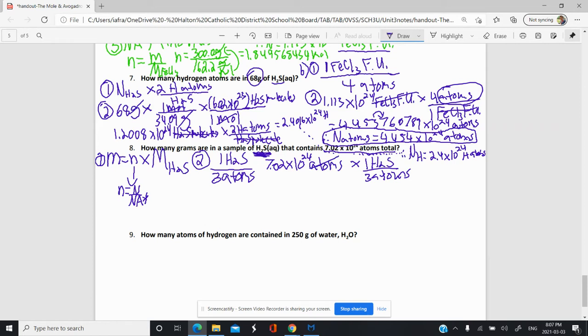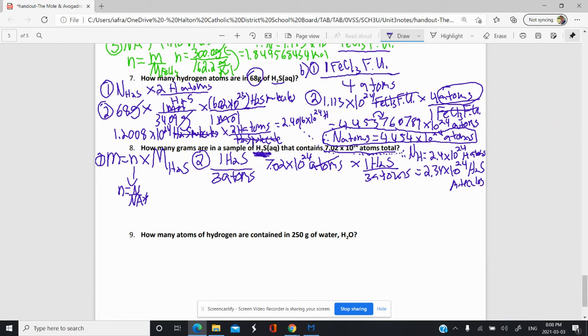And so we put that in our calculator. We get 7.02 times 10 to the power of 24 divided by 3. And we get 2.34 times 10 to the power of 24 H2S molecules. So we have that now.